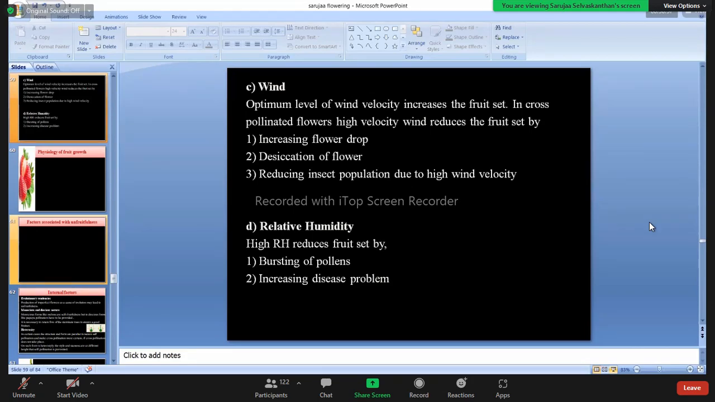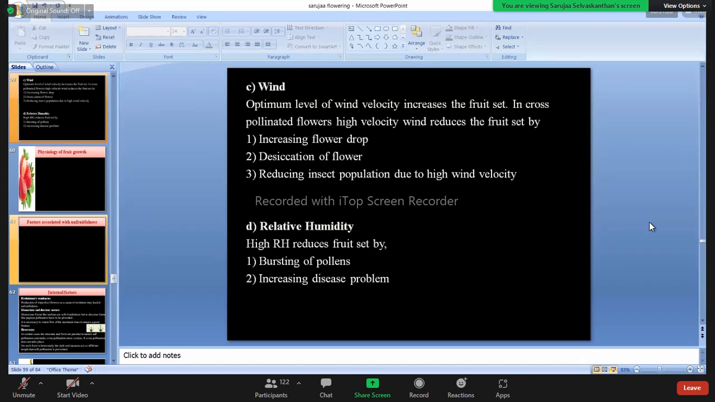Two types are there. In one case, normally the pollination and fertilization happen and the seed development is there. In the other case, due to the absence of pollination and fertilization, the fruits are developed without seed. That is seedlessness, also called parthenocarpy. There are two types of parthenocarpy, vegetative and stimulative parthenocarpy.